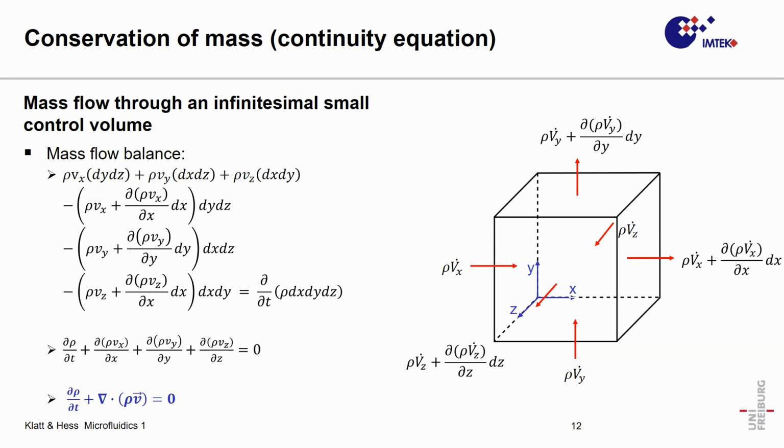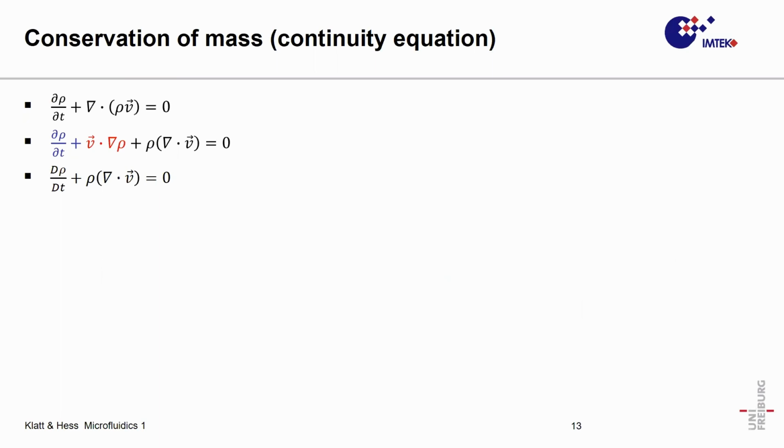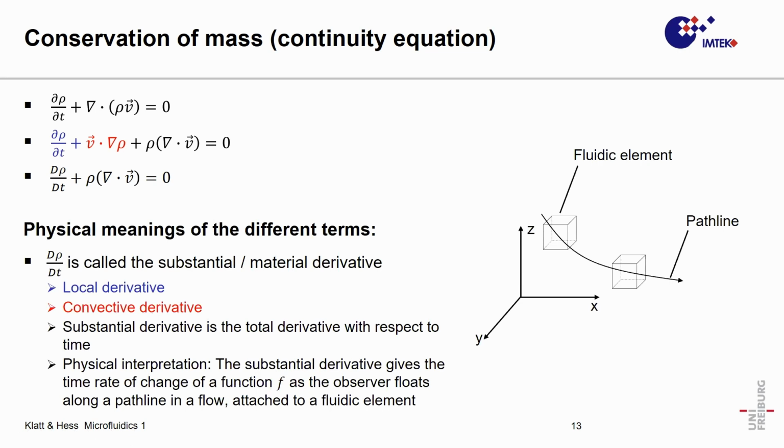As a next step, we want to take a closer look at the continuity equation and discuss the physical meanings of the individual terms. For this, we first have to do some transformations. We start with the continuity equation and apply the product rule, which will yield the second equation. And now we can use the first two terms to combine them into the total derivative of the density with respect to time. The physical meaning of the different terms is quite simple.